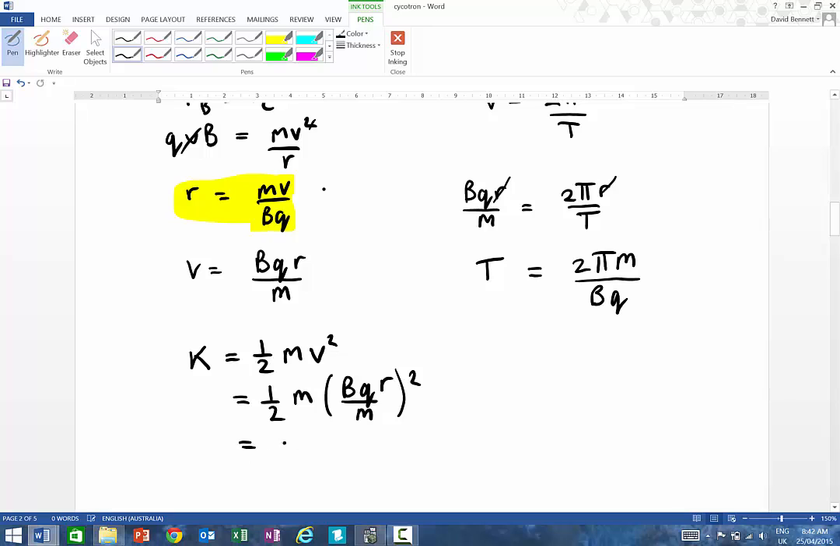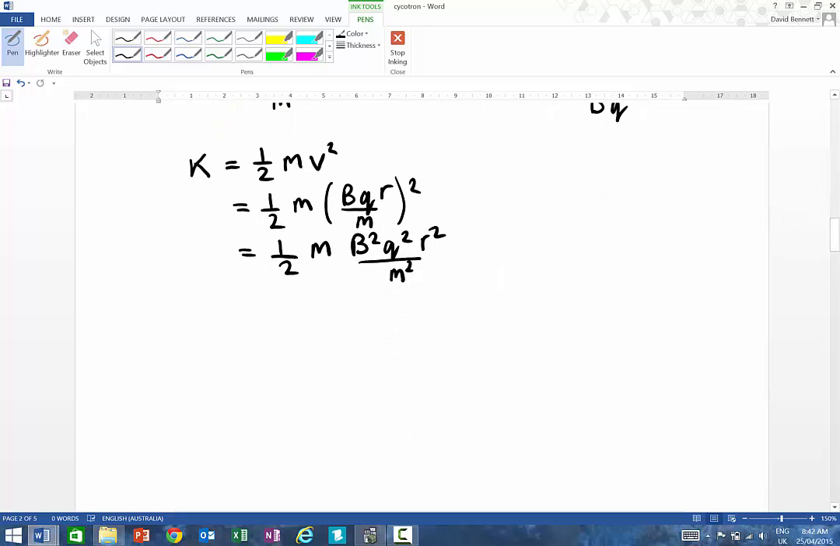So what's going to happen here, I'm going to get simply 1 over 2, that's going to be m, B squared, Q squared, R squared, all over m squared. So that allows me to write the final equation, I think, which would be, that's equal to B squared, Q squared, R squared, all over, now that's going to cancel with that, all over 2m, and that's a formula that I have for my kinetic energy. So that's a really useful formula.